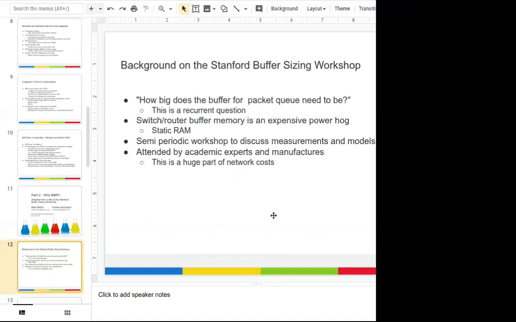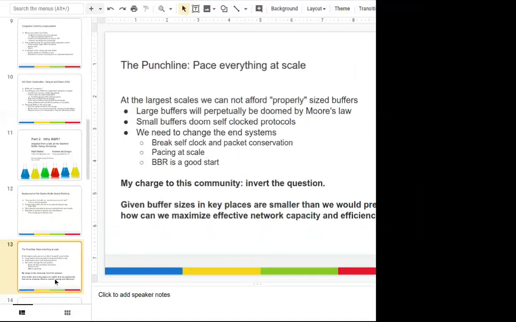And I gave this presentation at the buffer sizing workshop. So I skipped to the end. The punchline, the point of the story, is we can no longer afford properly sized buffers. They're too expensive, and they are perpetually going to be doomed by Moore's law. Even whether or not you buy into Moore's law is dead, even if Moore's law was not dead, you can't afford the buffers.